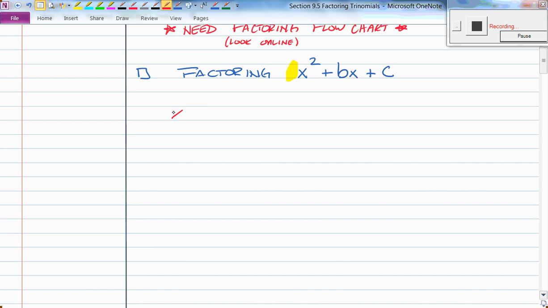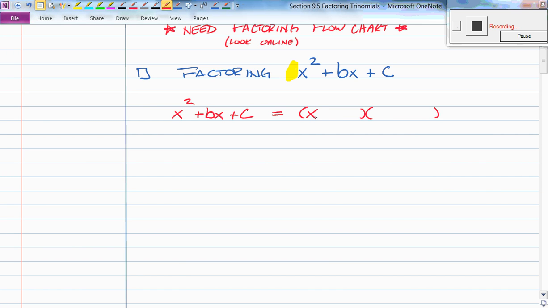So we have x squared plus bx plus c. The b is going to be the number in front of the x, and the c is going to be the constant on the end. So this is in standard form because the degrees are going down from top to bottom. Okay? This is equal to the product of two binomials.